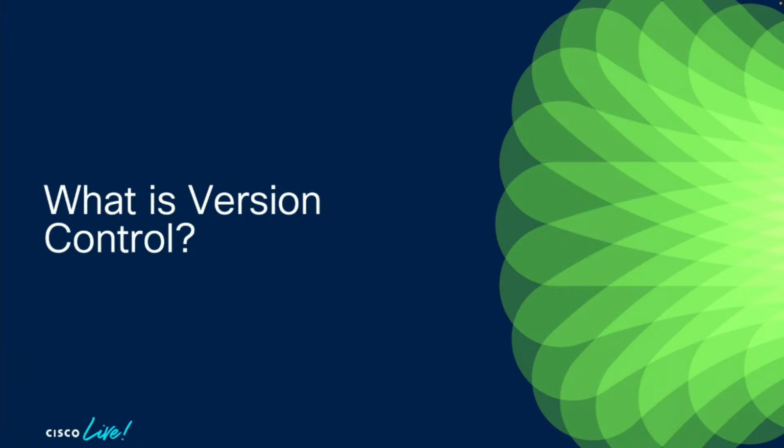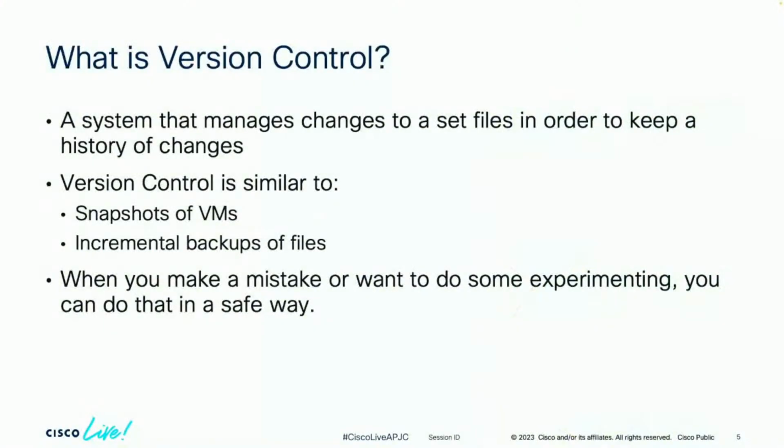Okay. So, what is version control? Version control is a system that manages changes to a set of files. If you come from a data center world, right, you go out and create your VM, you put the libraries that you require on that VM, you install the OS, and then you take a snapshot of that VM so you can use it as a cookie cutter for other things, right? That snapshot is the history of that VM.